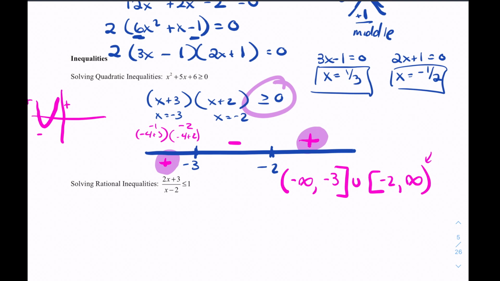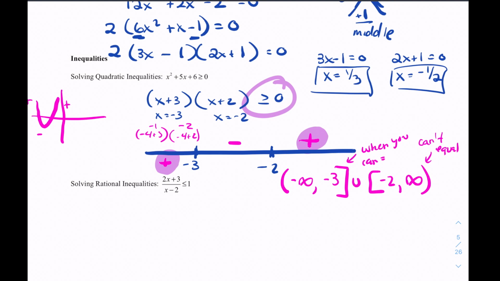Parentheses are when we can't equal, and brackets are when you can equal something. So greater than or equal to, we use brackets. When we can't be that, so greater than, less than, not equal to, we use parentheses. So that's for any polynomial. This was specifically with a quadratic.